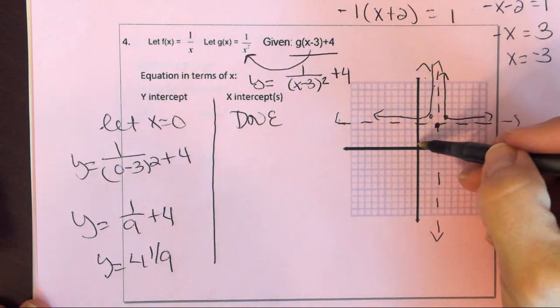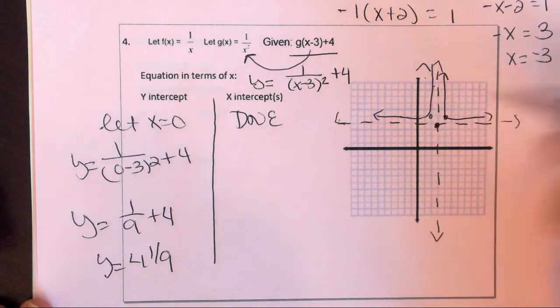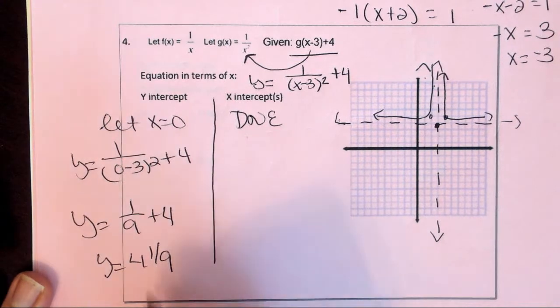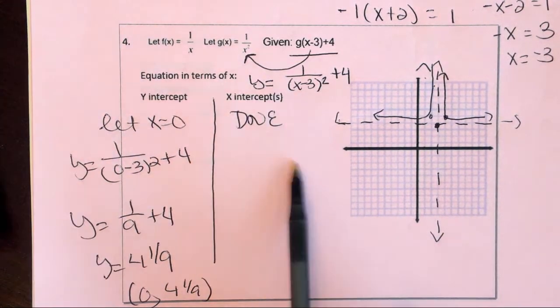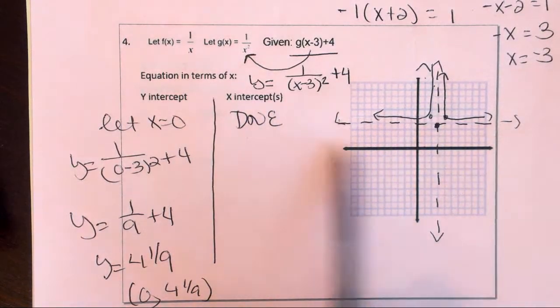Well, let's see if that makes sense. 1, 2, 3, 4, and I'm right above it. Yeah, that makes sense. So it's (0, 4 1/9). And again, I don't have to go find my x-intercept because I know by looking at my picture that it doesn't exist. All right, so now we're going to work backwards.